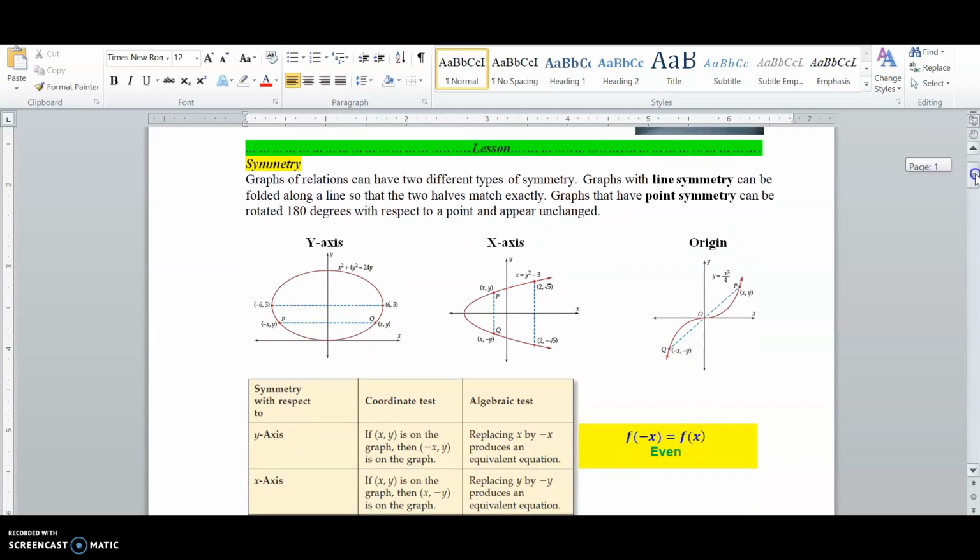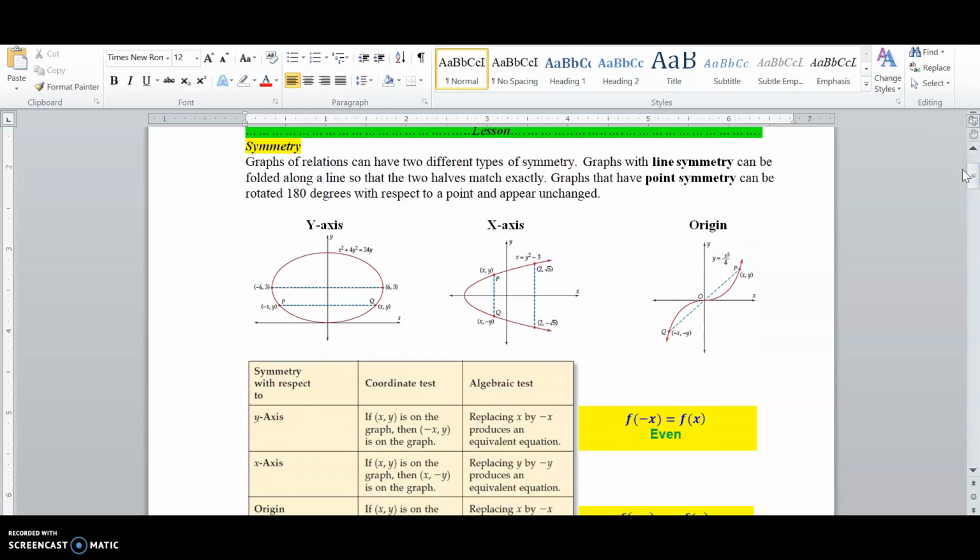I'll even go as far as to start with the review we did in class, but the concept that we're focused on is this idea of symmetry, and that's how we identify an even or an odd function: whether or not our graph has symmetry across a particular line.